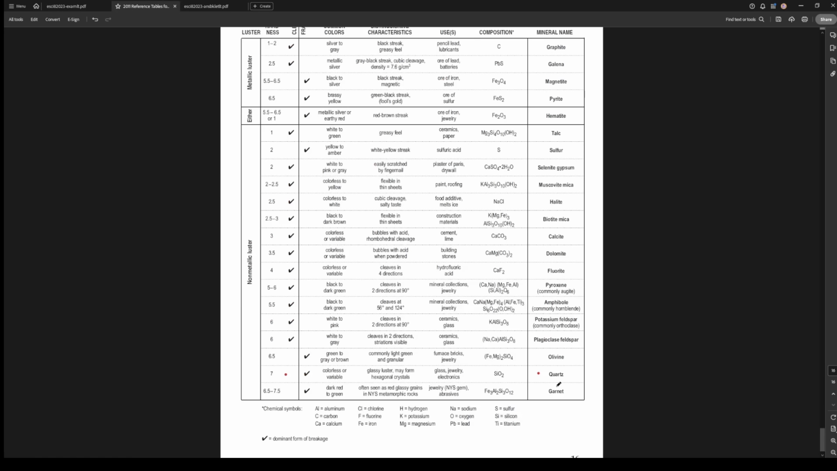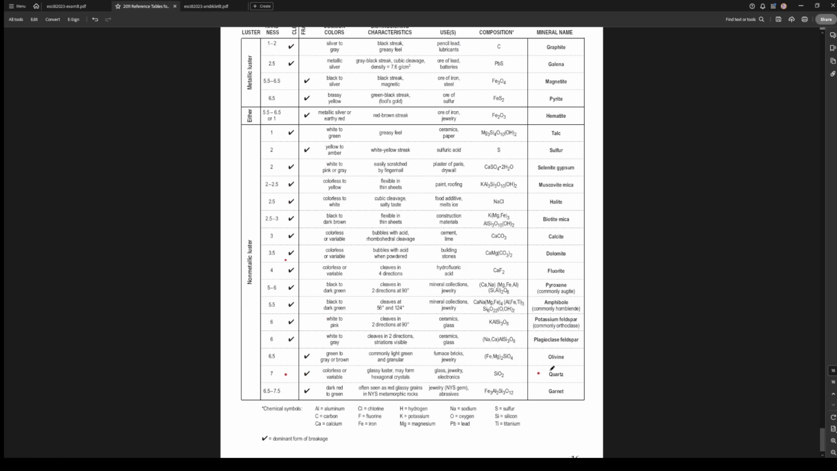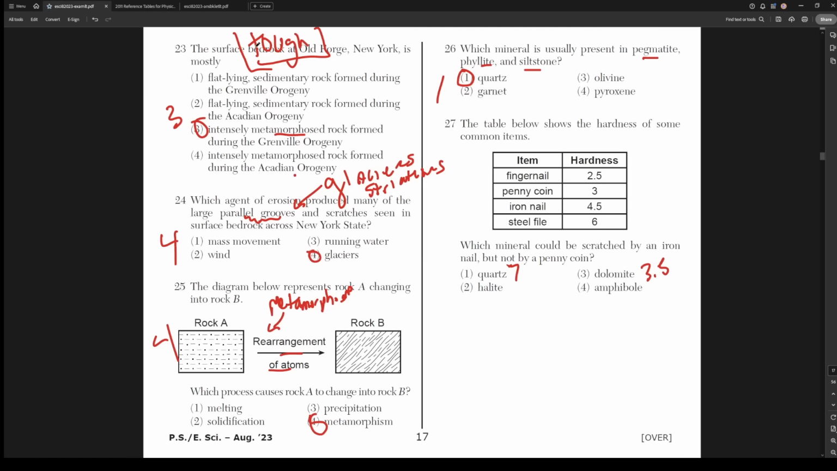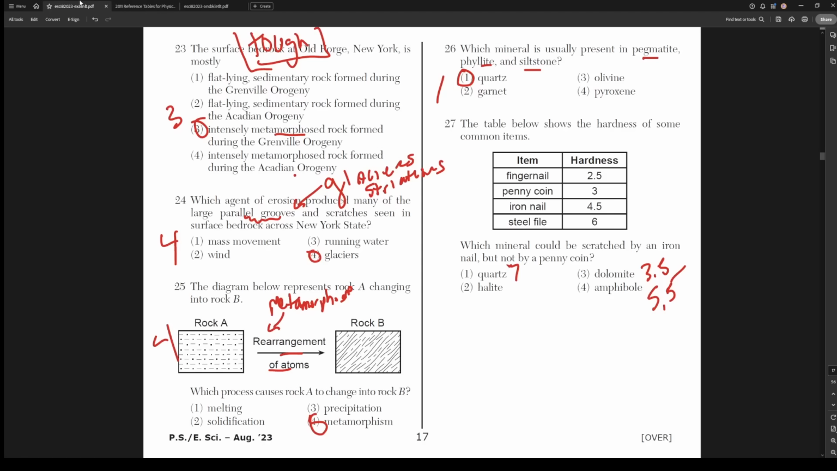Dolomite, 3.5. Amphibole, 5.5. This is kind of a time consuming one. You might take a minute for this. Halite, 2.5. Okay, so now that I got my numbers here, I don't need the chart anymore.